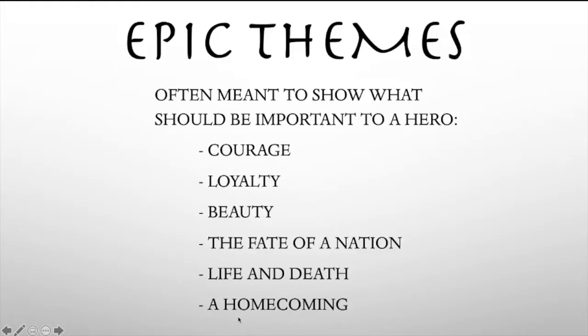Epic themes. We've talked about themes in class already, and these are things that the author wants you to get out of this, to understand what's important. And so an epic theme is going to show what it means to be a hero, what should be important to a hero, to be heroic. Courage, loyalty, beauty, the fate of a nation, life and death, homecoming. These are all epic themes that we will discuss a little further when we get into our reading.